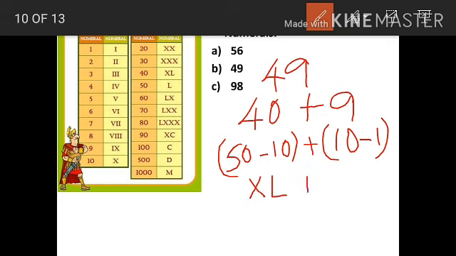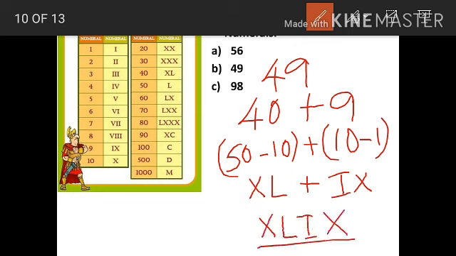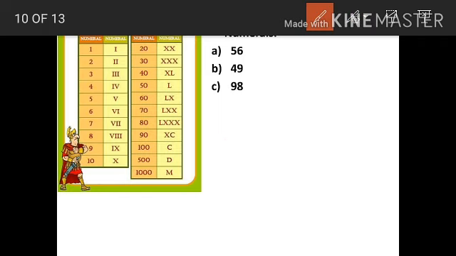Then what about 9? What is the symbol for 10? It is X. So what is the symbol for 1? It is I. So we have to subtract I from X. So I should be written at the left side. So IX. When we combine this, we will get the answer as XLIX. This will be for 49.